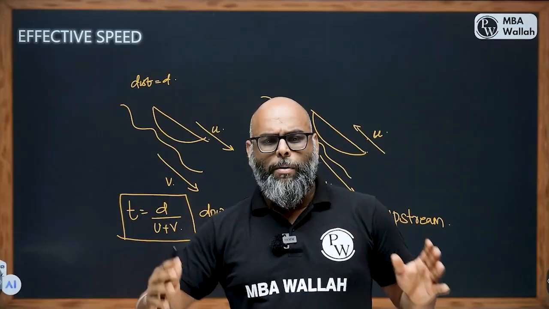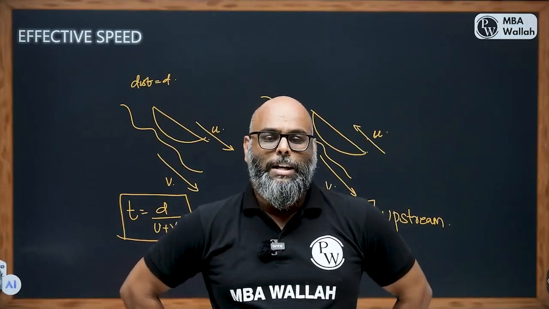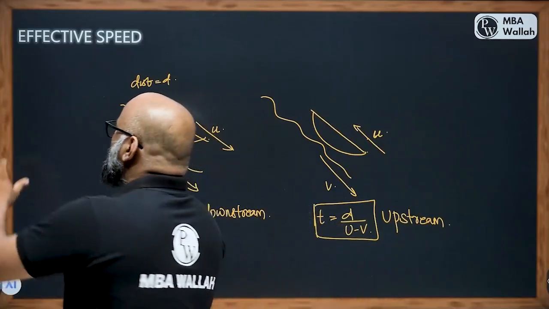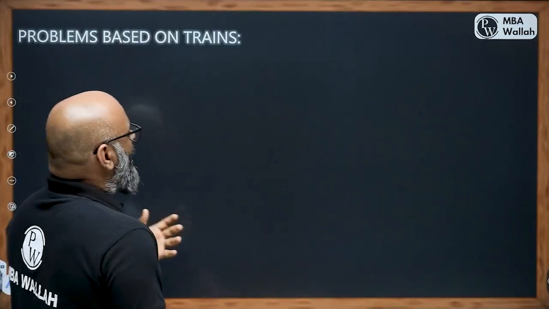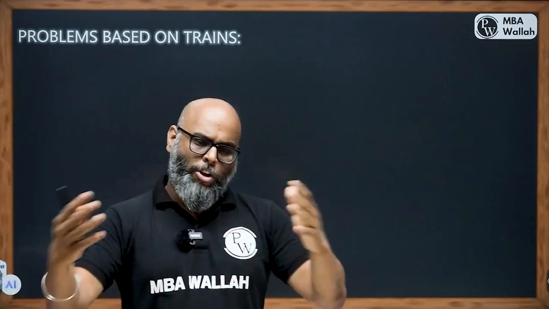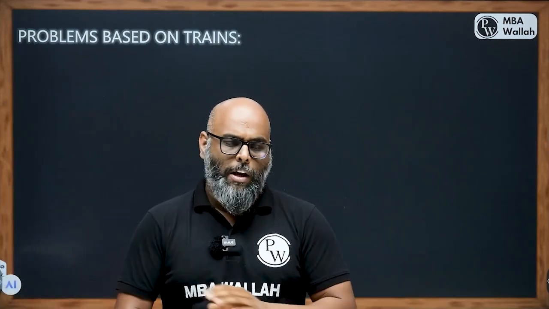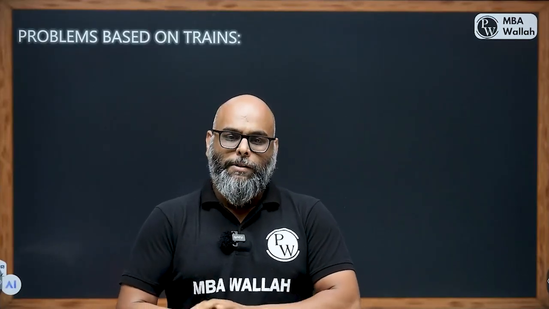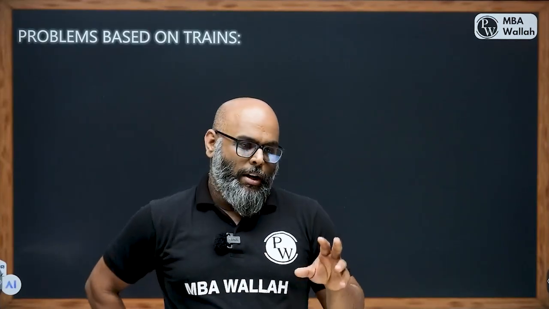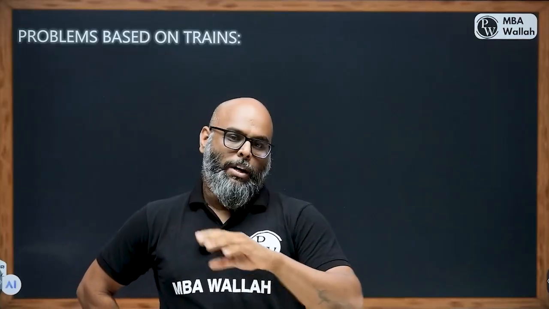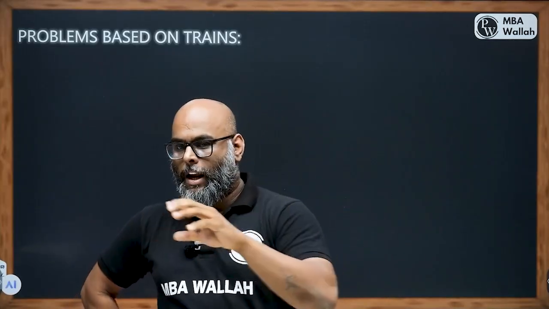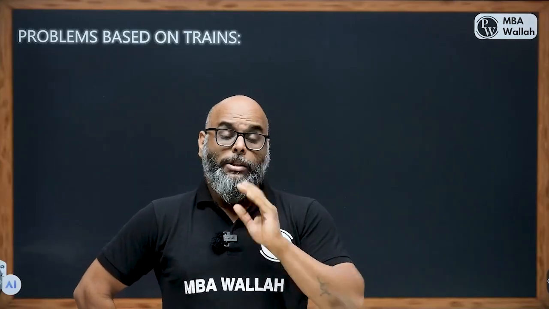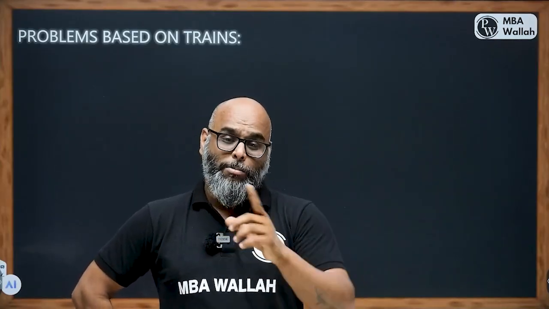So again, boats and streams have a lot of questions on effective speeds. We need to get that. Now the question that I usually get is, okay, effective speed is used in boats and streams, where is relative speed used? Relative speeds are used everywhere, but the common place where you get relative speed is problems based on trains. A train crossing something, a pole, platform, train, bridge, tunnel, car, lorry, it could be anything. In those problems, relative speed comes into the picture.